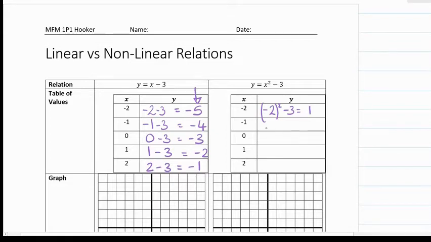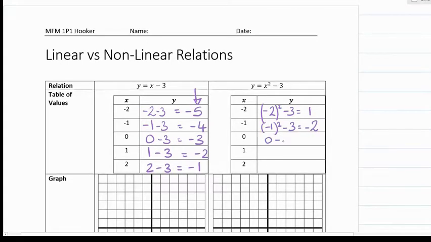This one would be -1 squared minus 3, which would give me 1 minus 3, in other words, -2. This one, 0 minus 3, -3. Now, when we get positive numbers, you don't need the brackets. 1 squared minus 3 is just -2, and 2 squared minus 3. 2 times 2 is 4, minus 3 is -1.